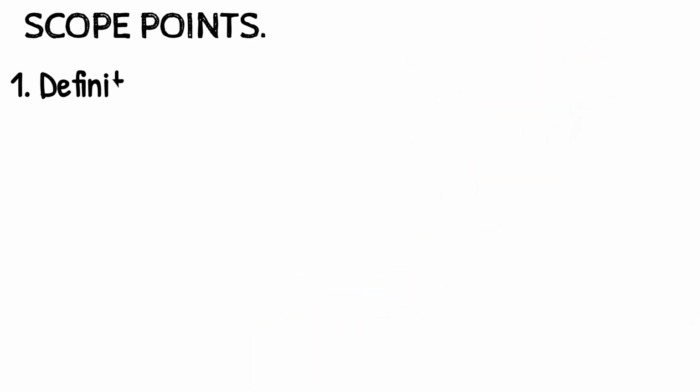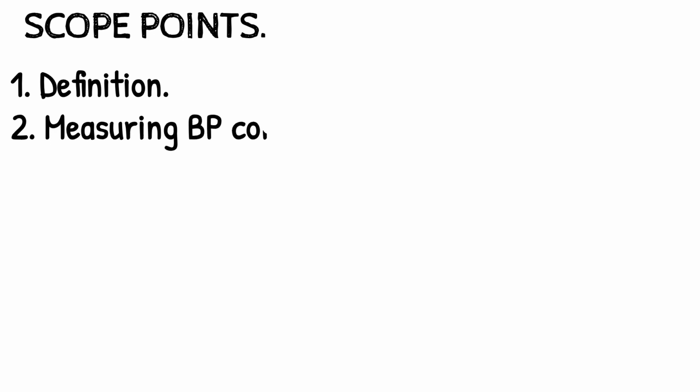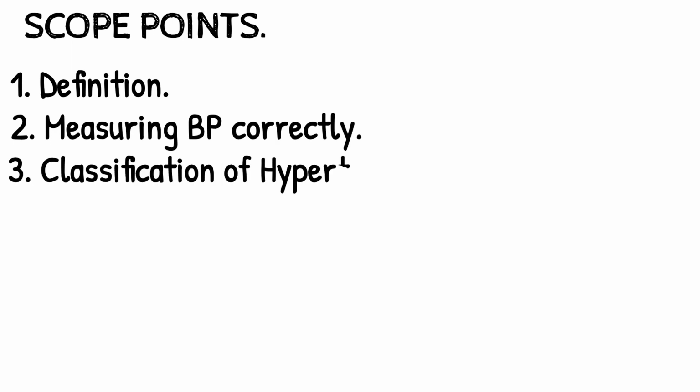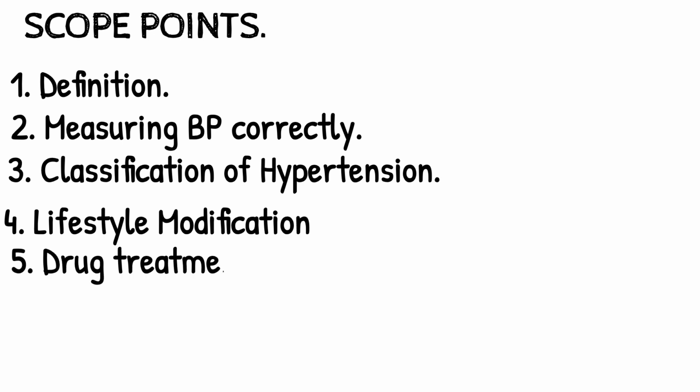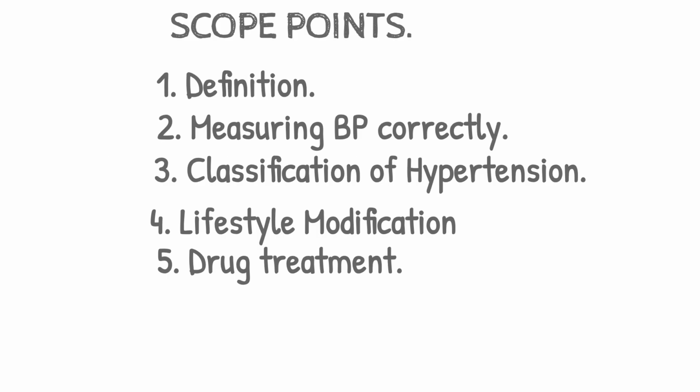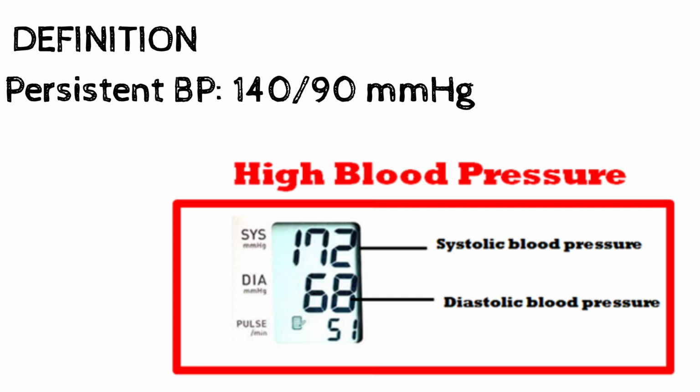In this video, we will cover the definition of hypertension, classification of hypertension, how to measure blood pressure correctly, lifestyle changes to reduce hypertension, and drug treatment of hypertension. Hypertension is defined as the persistent blood pressure of 140/90 millimeters mercury or higher.